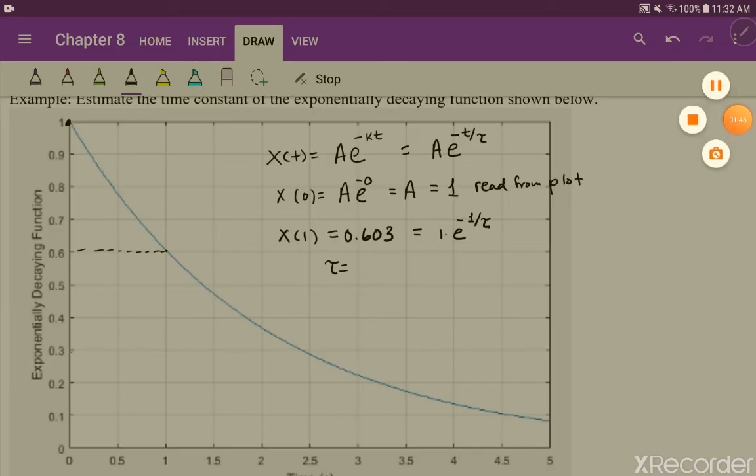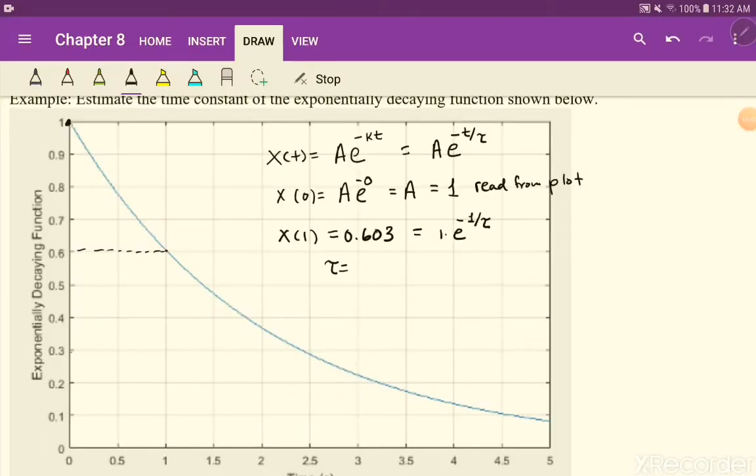Let me pause the video so that I can go get a calculator. Okay, when I plug into the calculator, I get tau to be about 1.98. So how did I do this? I took the natural log of 0.603, that's equal to minus 1 over tau, and I solve for tau. So the time constant is about 2 seconds.